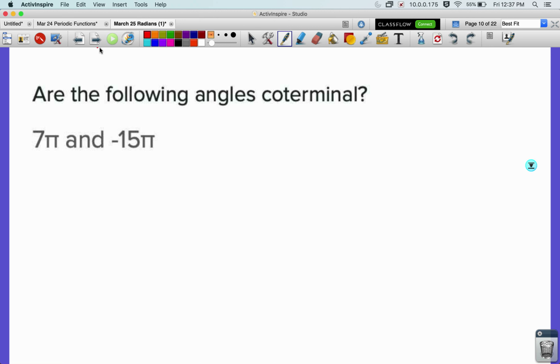What about these two? 7 pi and negative 15 pi. Again, I want to take their difference, 7 pi minus a negative 15 pi, and get 22 pi. But now I want to divide by a whole rotation in radians. Let's say a half rotation was pi, so a full rotation must be 2 pi. 2 pi radians for a full rotation.